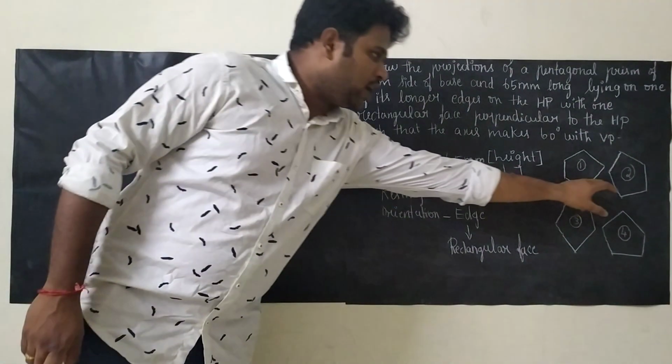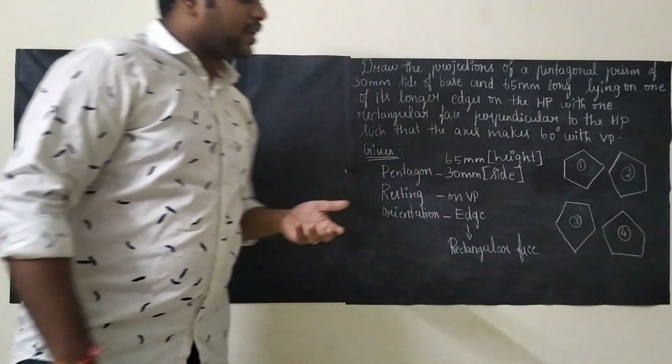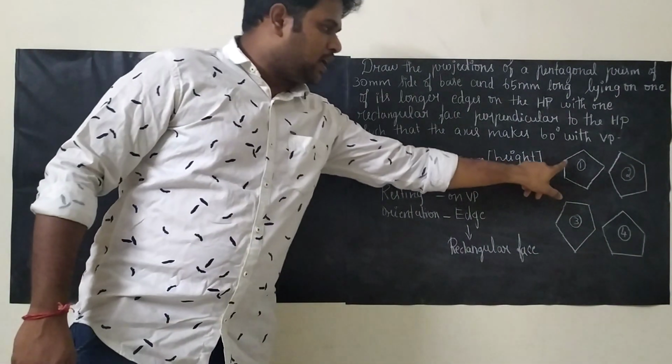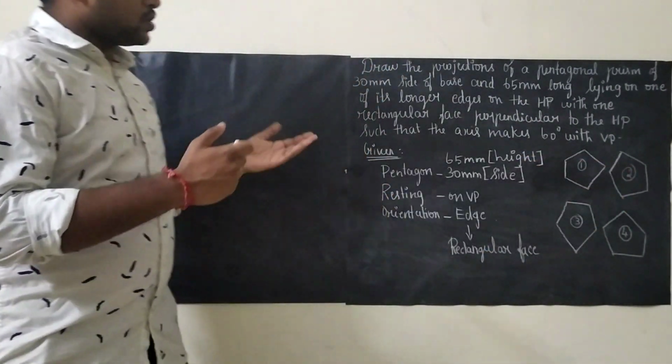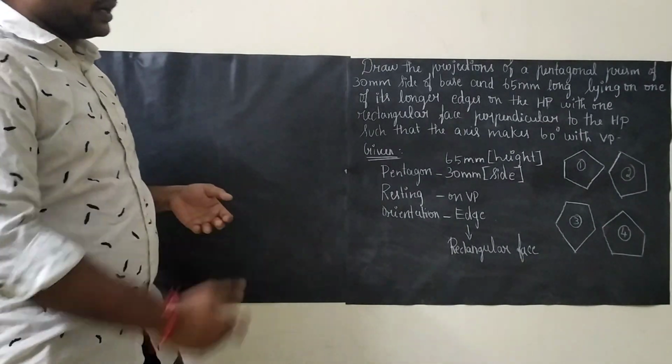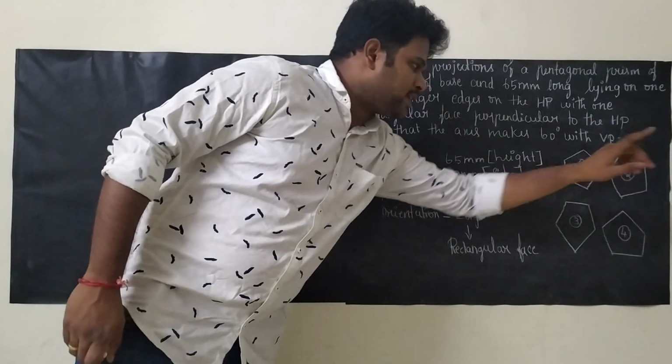Just see here, this is the edge-oriented one. A pentagon can be drawn in four types. So this is the edge and this is the corner. Here there will be the edge. When we solve this problem, we will be seeing from the right-hand side, so we will be going for the second diagram.